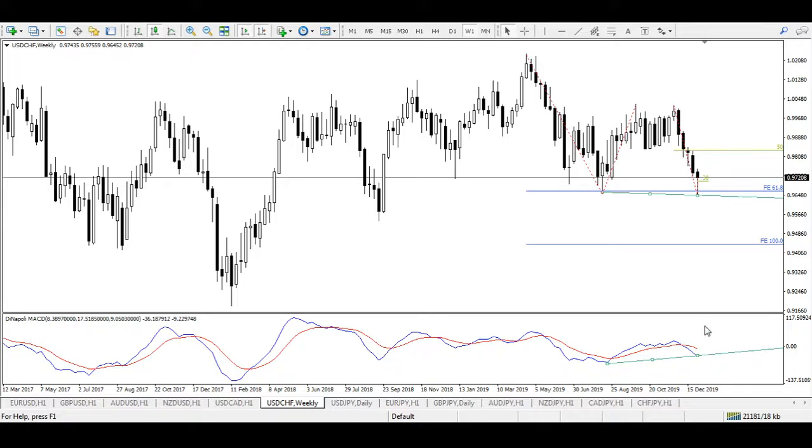Right now we are on the weekly time frame and I'm trying to show you that the Fibonacci extension 61.8% is significant enough to make price react from that level. So if we look at this bigger picture on USD CHF on the weekly time frame, this is A, B, C and D 61.8% extension, and price has really reacted from here and price has gone up.